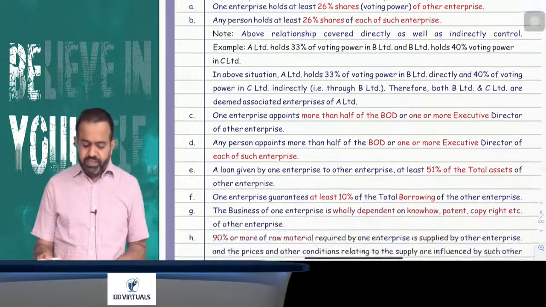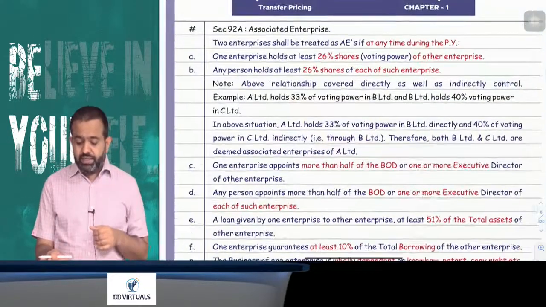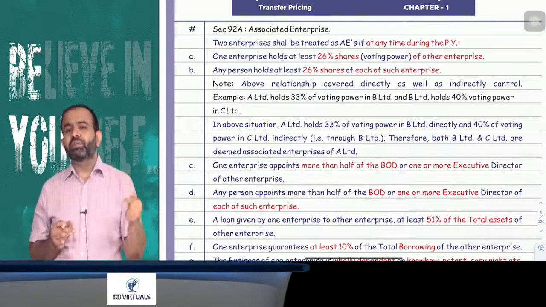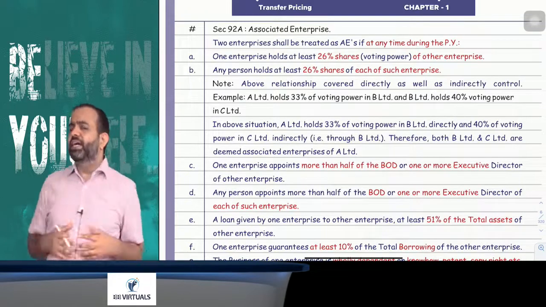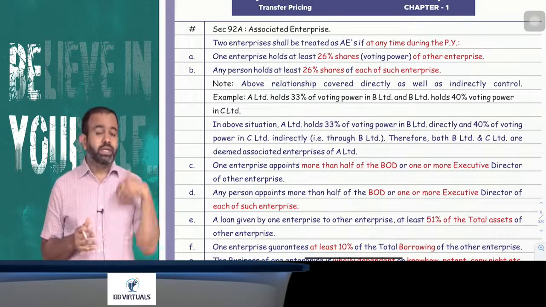For associate enterprise, they have given certain relationships. If any one relationship exists at any time during the previous year, then both enterprises will be treated as associate enterprises. First clause says that suppose one enterprise holds 26% or more equity shareholding of another enterprise.